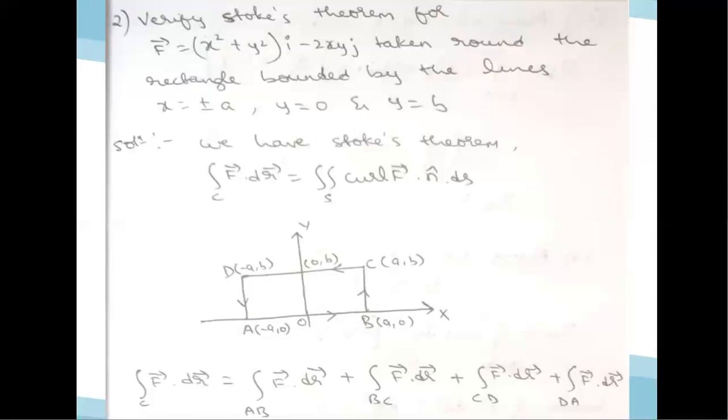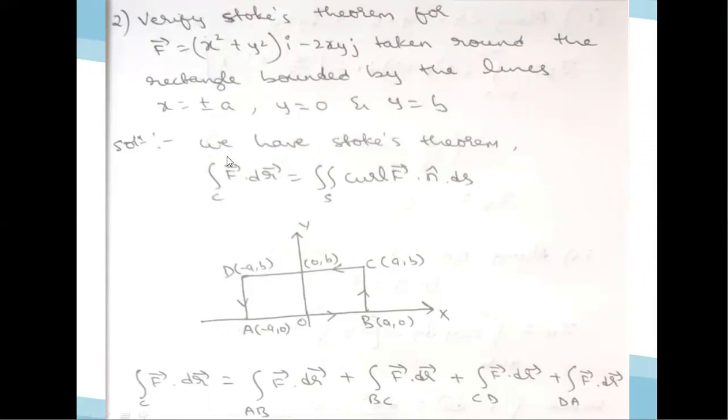Now we have to define a closed curve. So here all the points I'm naming as A, B, C, D. I'm defining a closed curve as A, B, C, D, A in this direction. Now we have to find the integral over this curve. The curve is bounded by the lines x is equal to plus or minus a, y is equal to 0, and y is equal to b. So let us see how to evaluate this integral.